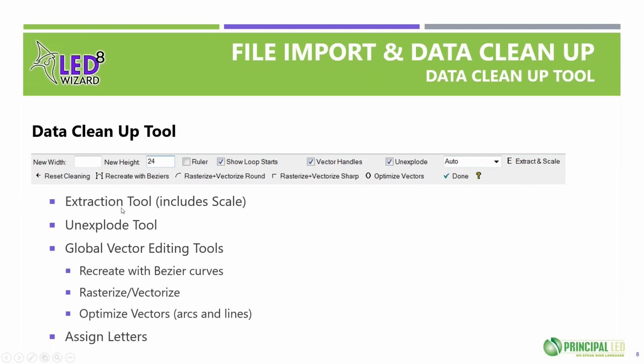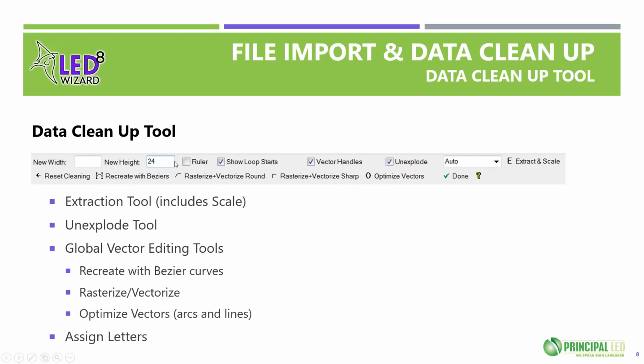So once you've selected everything, you've scaled it, and you've unexploded if necessary, you click on extract and scale, and then that brings up the second row of options here. And these are all what we call global vector editing tools. Okay, so these are 4 different options. There's kind of 3 because there's rasterize, vectorize, round, and sharp. And then there's recreate with Bezier curves and optimize vectors, which converts to lines and arcs. I'll talk about that here in a minute as well.